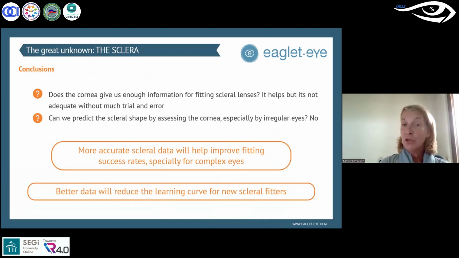So better data will reduce the learning curve for new scleral fitters. So I suppose if you're new to the actual fitting, the more you know about it, the less trial and error you're going to have. So we're taking guesswork out of scleral lens fitting. Of course, you can still place lenses on the eye, but actually the more you know, the better pick you can have of the lenses that you need.